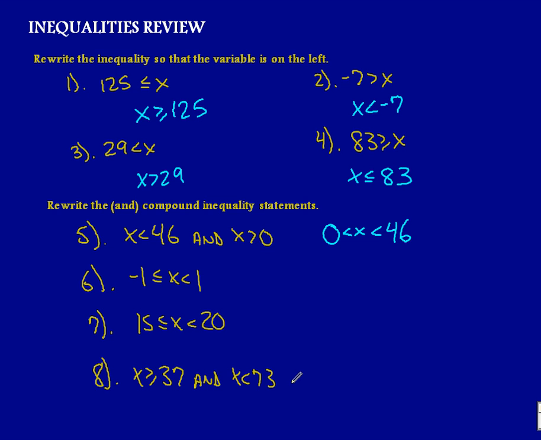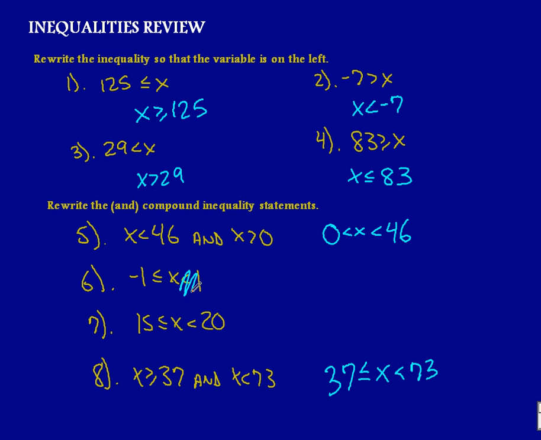Let's look at number 8, the exact same way. The lowest number is 37, so I'm going to flip that part around. Get 37 is less than or equal to x, and then the rest I can just finish writing out, x is less than 73. Okay, number 6 and 7, I just need to break them apart.